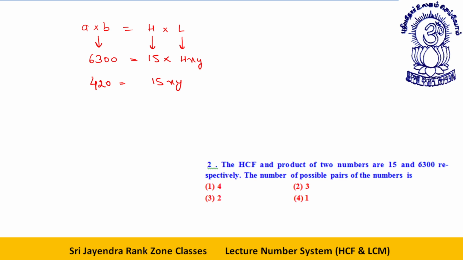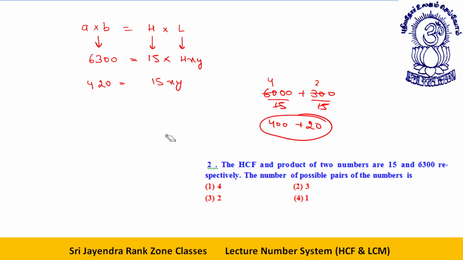See, how do I read it? 6300, I read as 6000 plus 300 divided by 15. This will give me 400 plus 20, so it becomes 420. Okay, dear students. So from here I get xy is equal to 28.